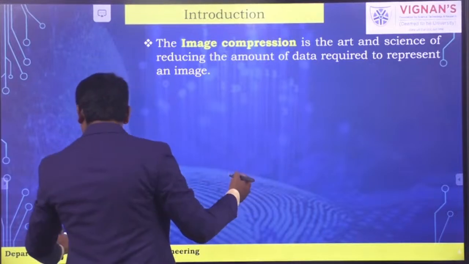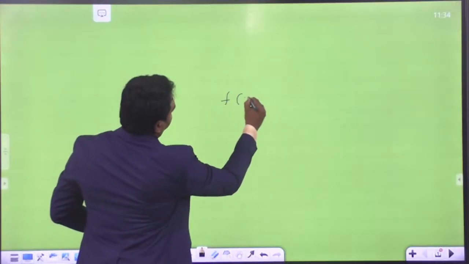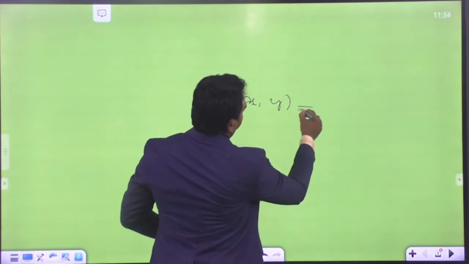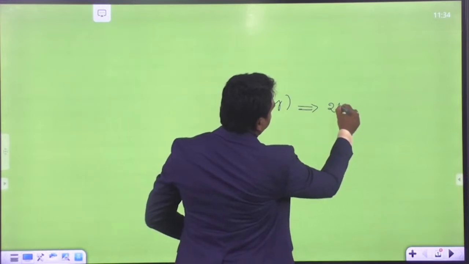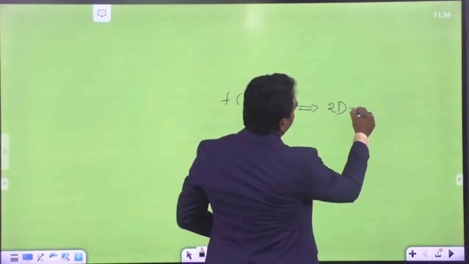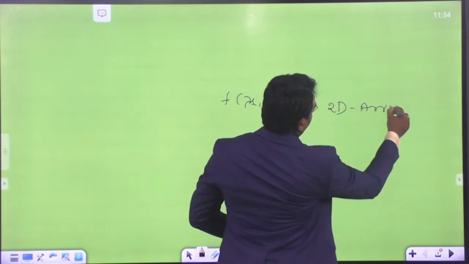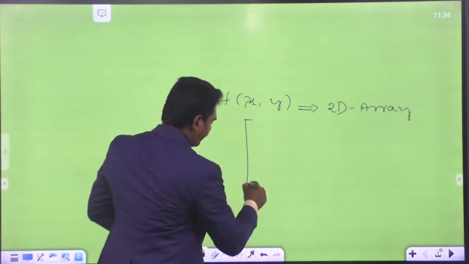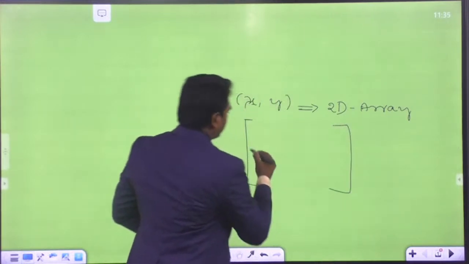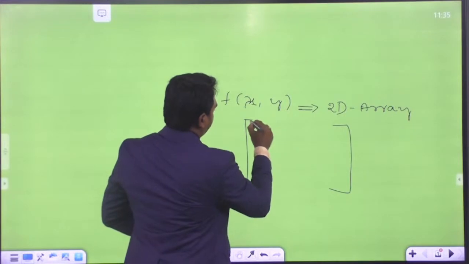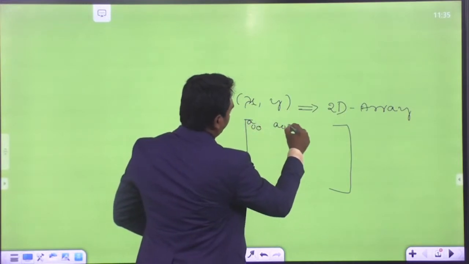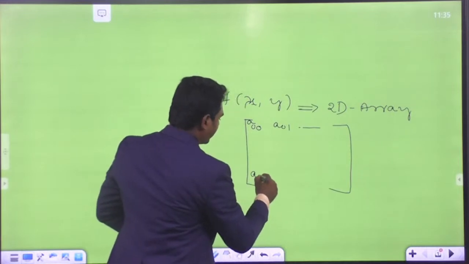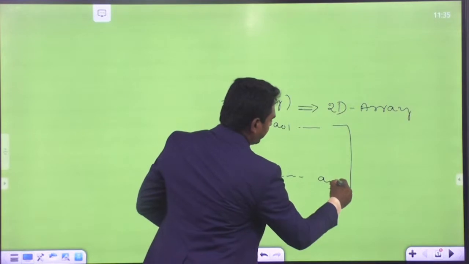So we know that an image can be represented as f of x comma y. And this f of x comma y can be represented in several ways. But the most famous or popular representation is a 2D array of intensity values. Let us take this one. So A00, A01 and so on, up to A(M minus 1) and so on, A(N minus 1).